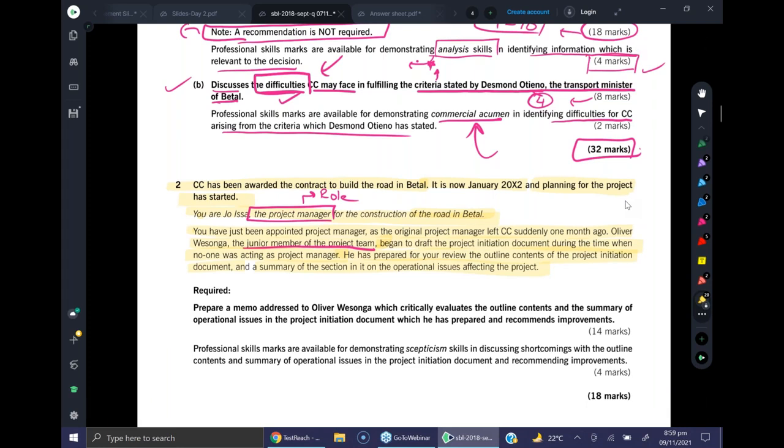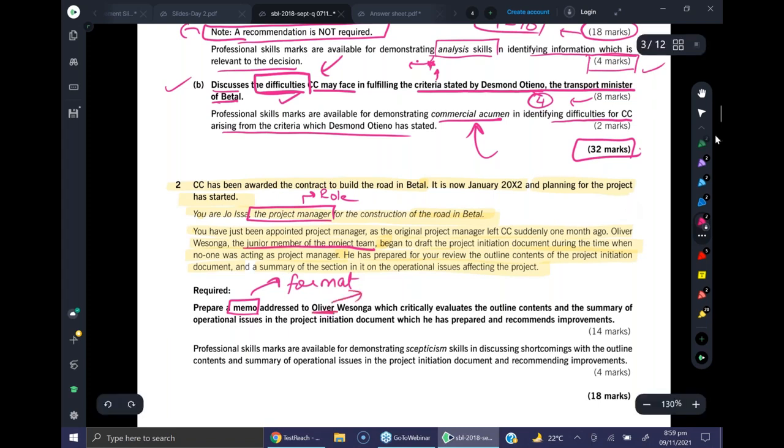Okay, what are you supposed to do? You're supposed to prepare a memo format. So to, from, date, subject, and then you start that this memo is going to discuss whatever you have to discuss, and then you straight away come to your points of the answer. So prepare a memo addressed to Oliver. So to whom is this memo addressed?